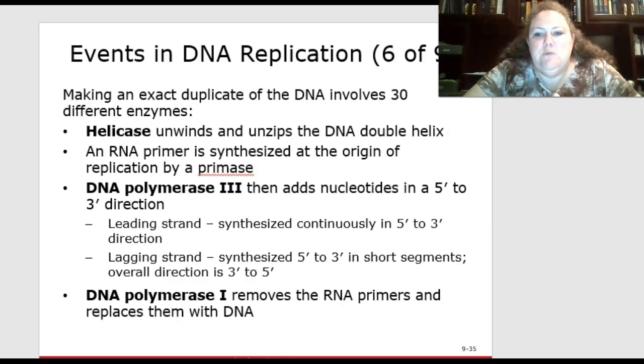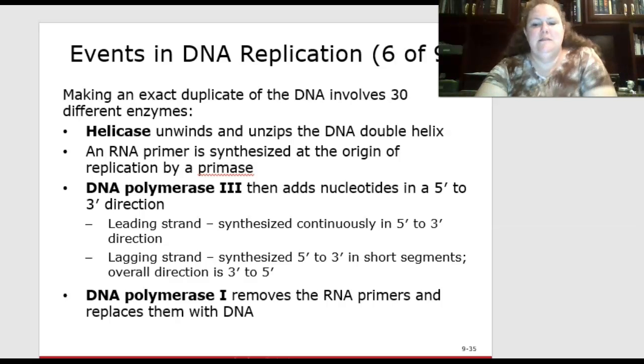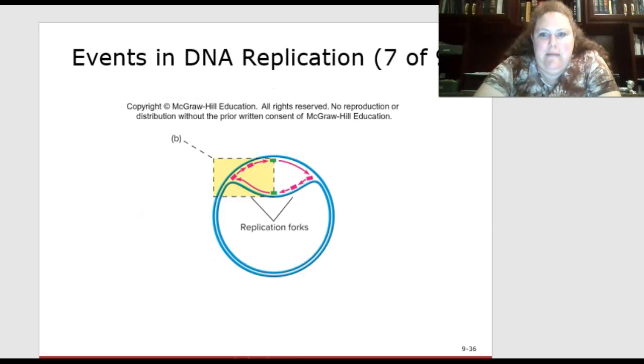Then DNA polymerase 1 removes the RNA primers, and it's going to replace them with DNA. So this is the other part of that figure 9.8. And so this is that part A that I talked about, even though it's labeled B. Okay, well, B is the enlarged view of the left replication fork to show the details of replication. Okay, so this is what's going to happen. We have the separation that's occurring and then the replication that's going to occur.